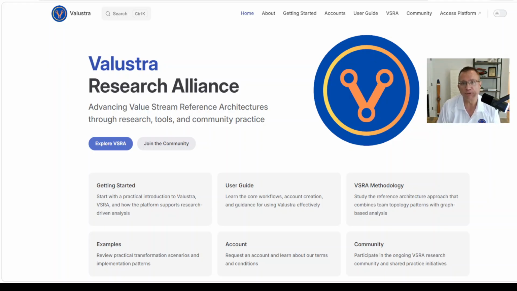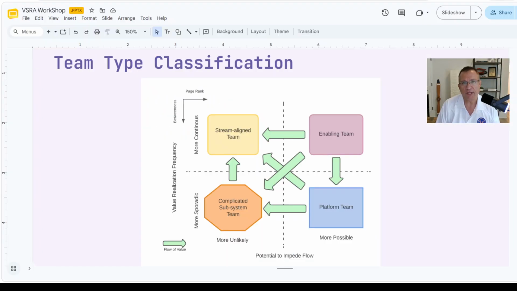At this point, you've used the product a little bit, you've seen Valustra, you've seen how we've taken a team organizational structure and converted that into a team topology, but you might be asking yourself, well, how does Valustra do that? So in this video, we're just going to take a moment to explain how Valustra uses VSRA and graph analysis to go from a team organizational structure, created in a way where we're specifying the support network, to a team topology. So how does Valustra do that? How does the VSRA do that?